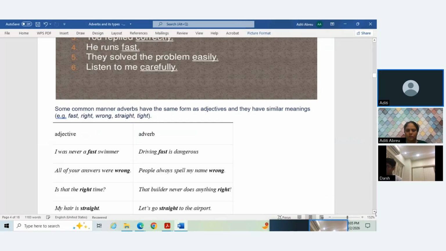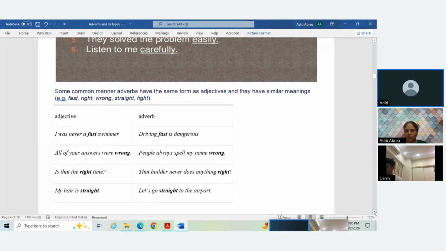Now understand one thing. Some adverbs and adjectives look quite similar. How do we understand the difference? An adjective will always come before a noun, whereas an adverb generally comes before or after a verb. Pay attention, sit in front of the screen first of all. Some adjectives and adverbs are similar words. How do you understand if it is an adverb or an adjective?